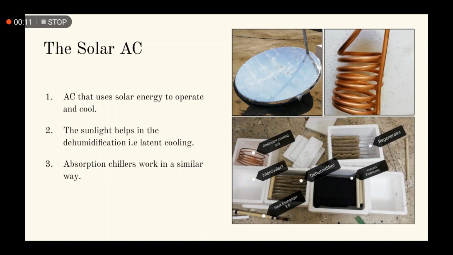A solar AC is an AC that uses solar energy to operate. Well, that's good, but we do not use a photovoltaic system. We use a solar thermal system. The sunlight is used for the purpose of dehumidification. Absorption chillers work in a very similar way. If we look at the pictures on the right, top right is a coil that is placed inside a concentrator where heat is provided. The concentrator is on the left, it's a parabolic dish, and on the bottom we have a few of our components.